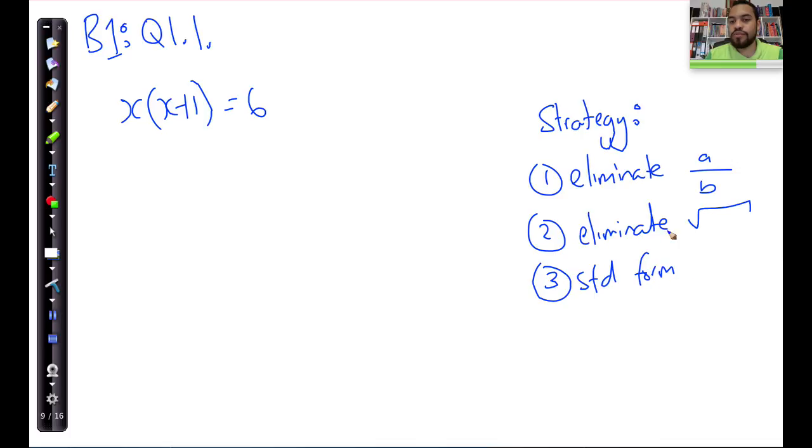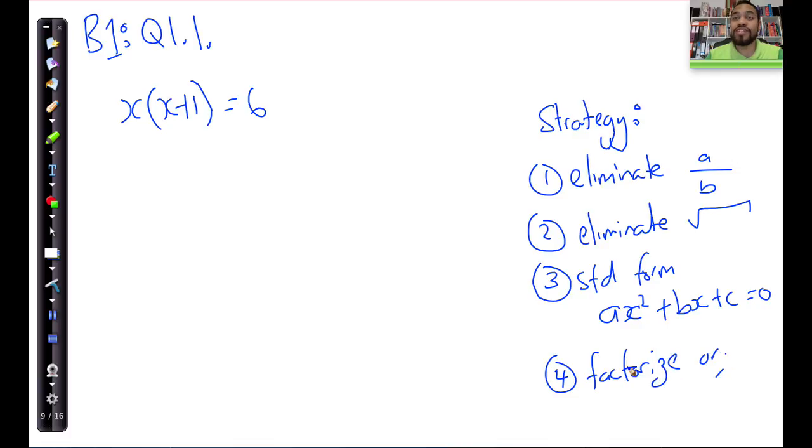And this is a strategy. Put it in standard form. Standard form is ax squared plus bx plus c is equal to 0. That's when you can solve. And then finally, four is factorize to solve. Or if factorization fails, then you use the quadratic formula. That's the summary or the strategy for dealing with quadratic equations.